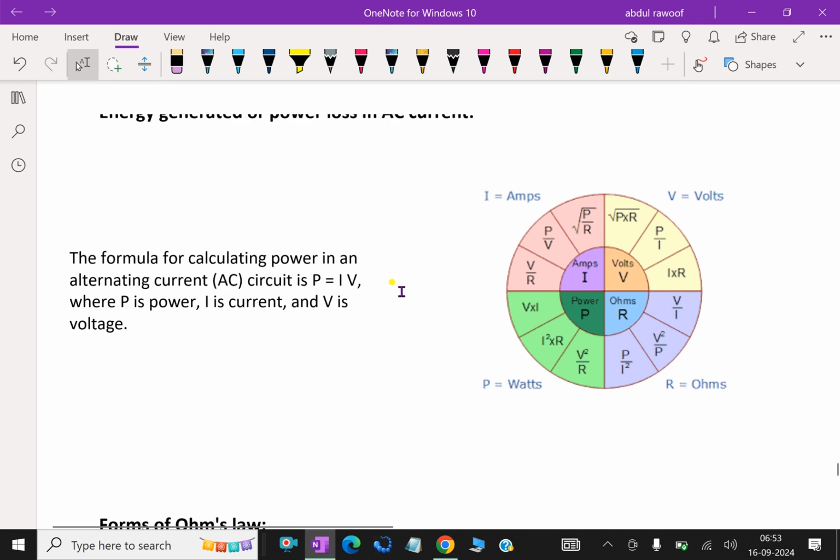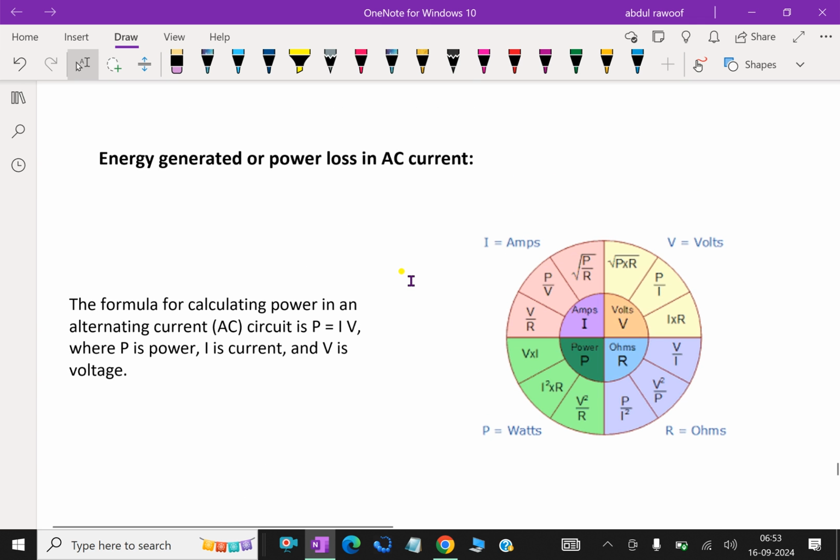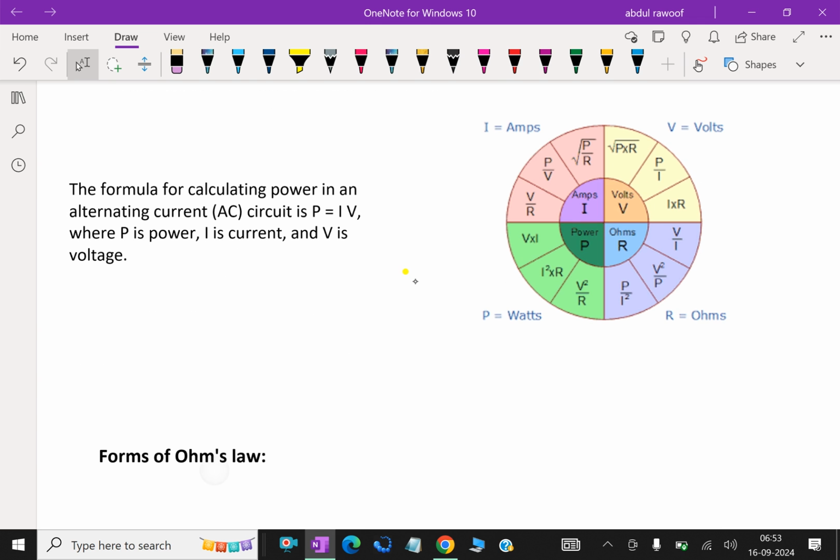Next one, some meters used in circuits read the effective or root mean square RMS value of the current and voltage. These values are always positive and are related to the amplitude of the instantaneous sinusoidal value. V RMS, the root mean square voltage, is equal to V0 over root 2, which is approximately 0.707 V0.